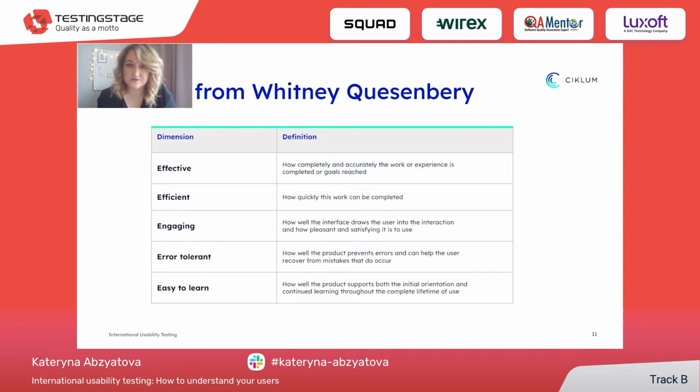And error tolerant, it's also whether we can help prevent errors for the users, or whether the user can recover from a mistake that can happen. And easy to learn, how the product supports, for example, how intuitive it is to understand. Is it easy to find the way to reach this goal and to resolve any task?